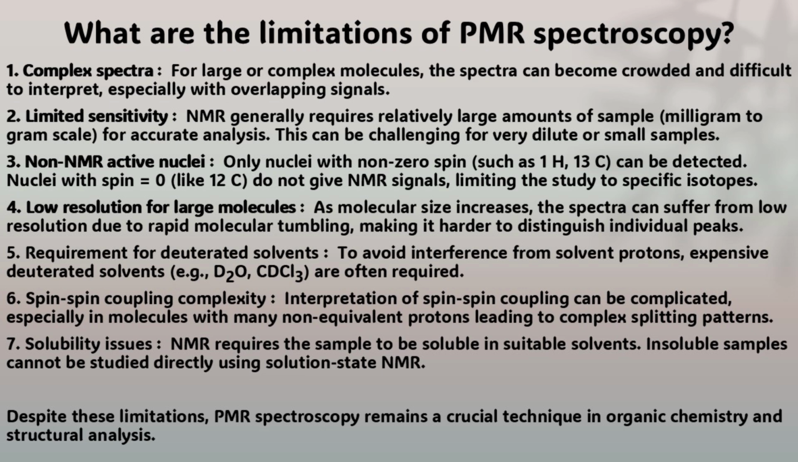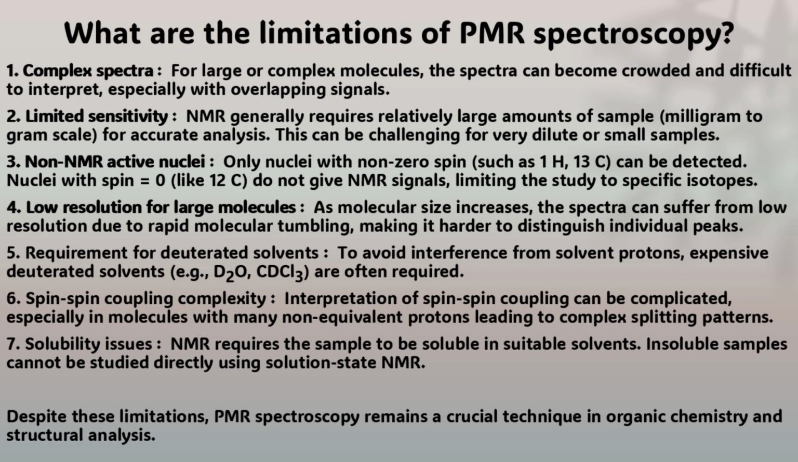3. Non-NMR active nuclei. Only nuclei with non-zero spin, such as 1H and C13, can be detected. Nuclei with spin equal to 0, like C12, do not give NMR signals, limiting the study to specific isotopes. 4. Low resolution for large molecules. As molecular size increases, the spectra can suffer from low resolution due to rapid molecular tumbling, making it harder to distinguish individual peaks.